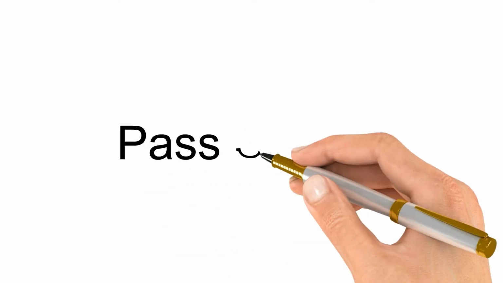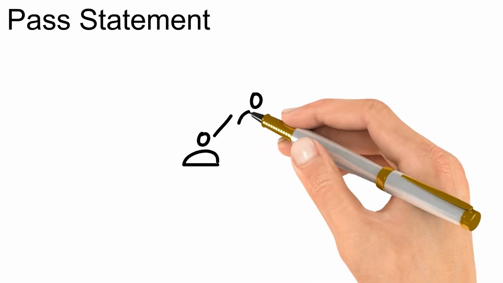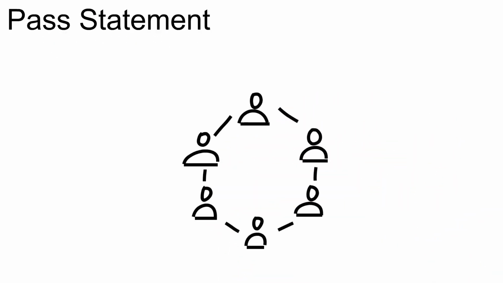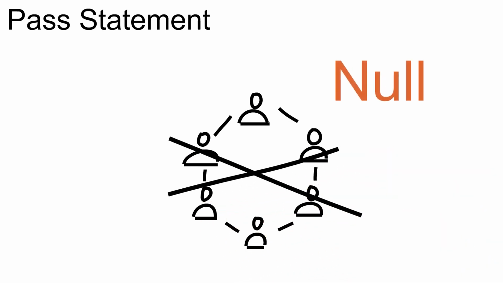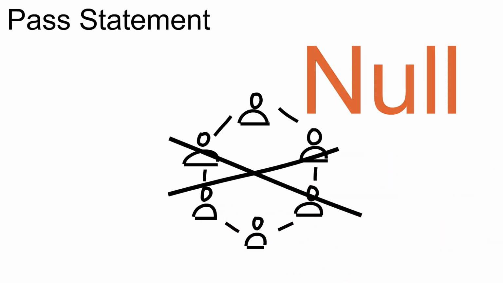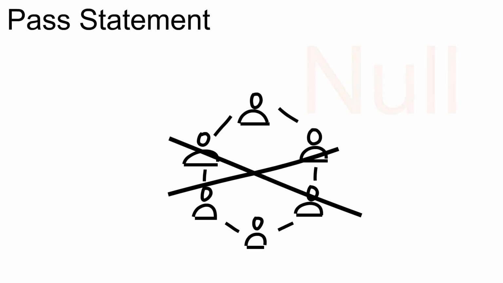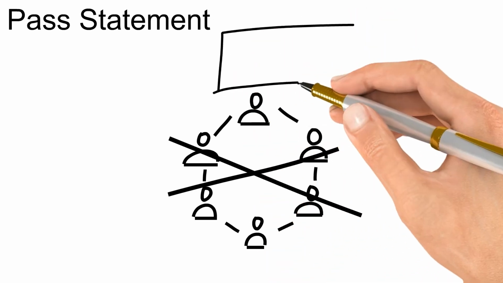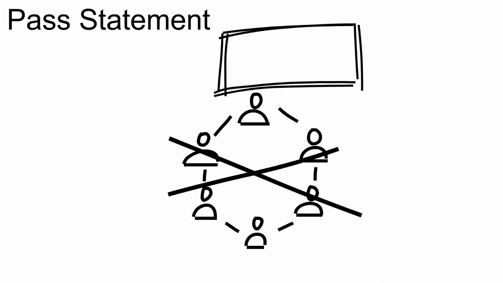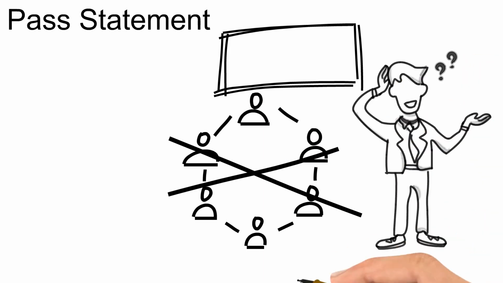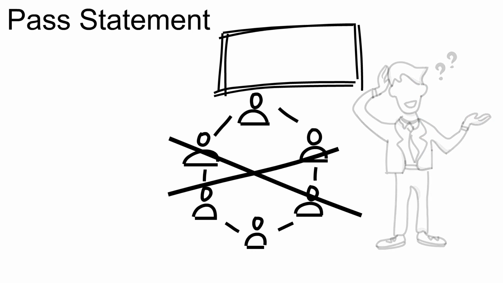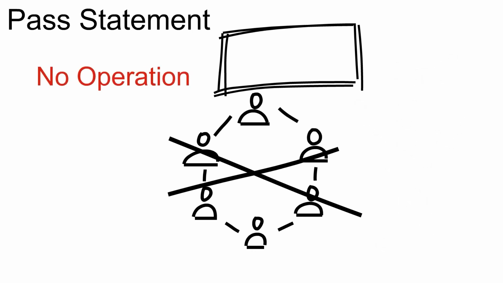Now let's see what a pass statement is. The pass statement is used when a statement is required syntactically but no command or code is to be executed. The pass statement is a null operation. Nothing happens when it executes. The pass is also useful in places where code will eventually go but has not been written yet. However, nothing happens when pass is executed. It results in no operation.